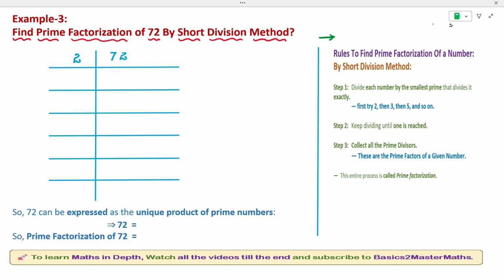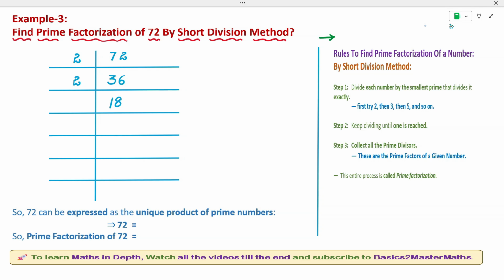Since 2 divides 72 exactly, we get 36. Again, try dividing 36 by the smallest prime 2. Since 2 divides 36 exactly, we get 18.